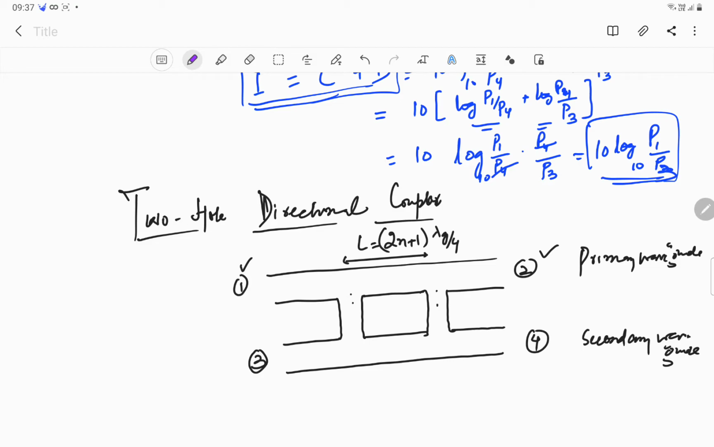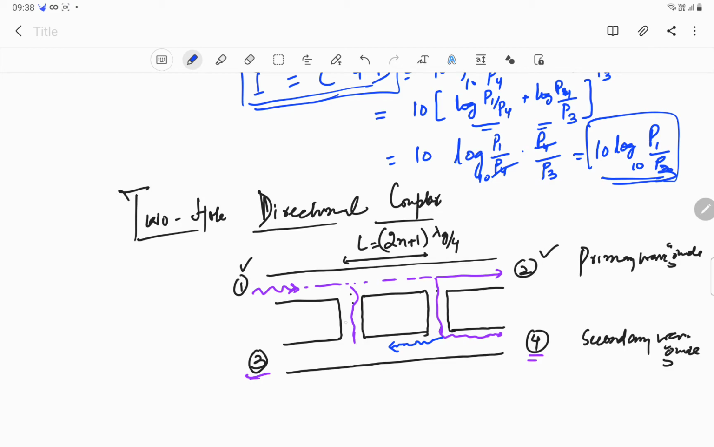Now if a signal is being fed at port 1, say for example some microwave energy is fed at port 1, some part of this power or energy directly reaches port 2, and some part of the energy gets coupled through these holes to the secondary waveguide 3-4. So when it reaches the secondary waveguide, there are two possibilities. This energy here can move in the forward direction. It can move in the backward direction as well, as there are two paths.